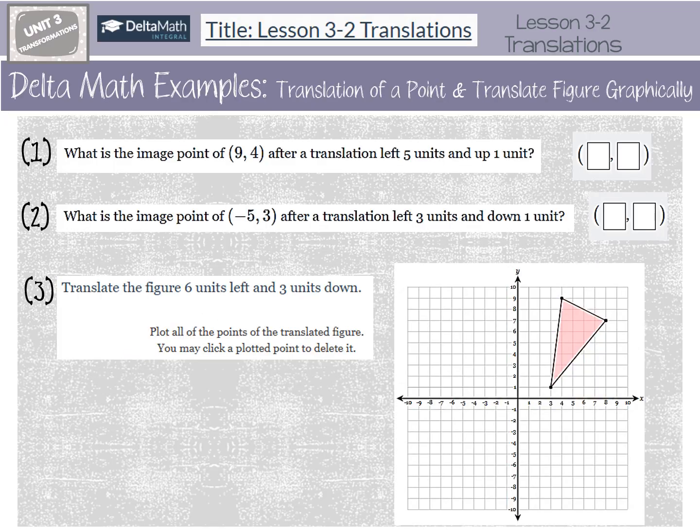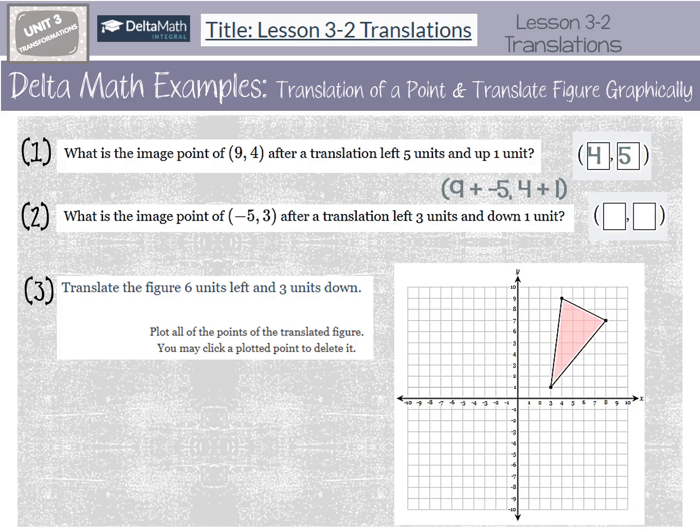What is the image point of the point (0, 4)? So that's our pre-image after a translation, 5 units left and 1 unit up. So we need to subtract 5 from the x and 1 being added to the y, and that's going to take us to the point (-5, 5). That would be the image.